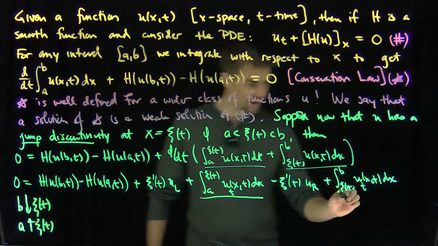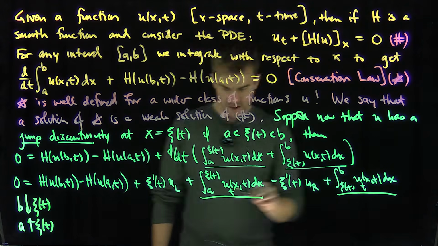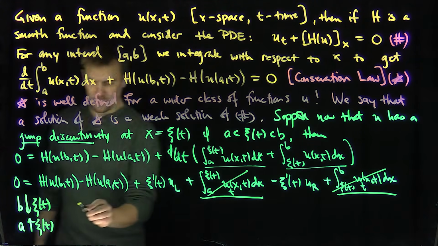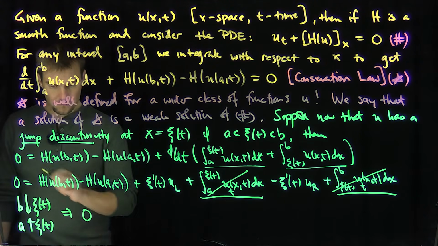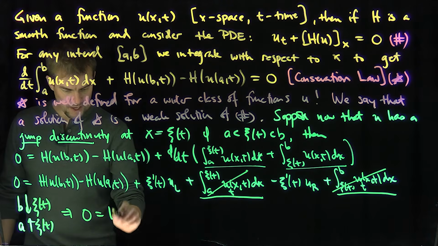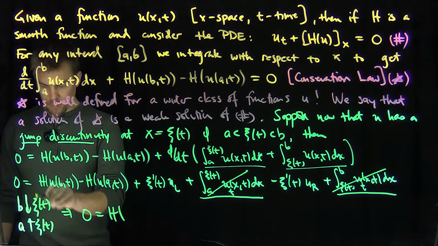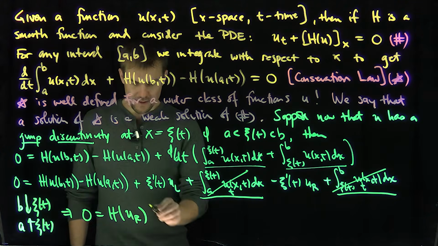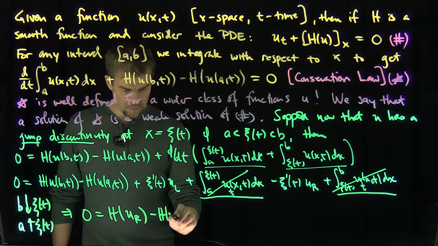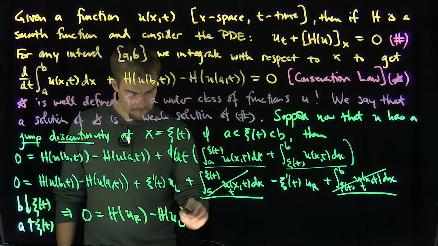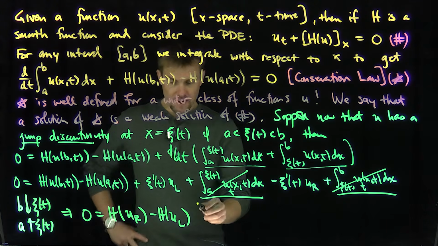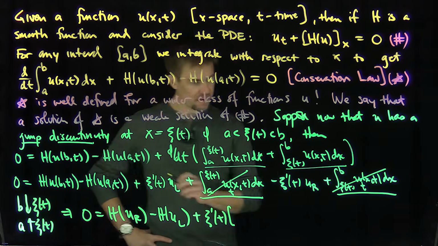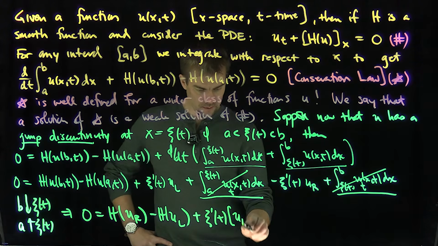What's going to happen to these integrals? If b decreases to x_c(t) and a increases to x_c(t), those integrals are going to vanish, and you're going to have the following limit. You're going to have 0 is equal to h of the right limit of u, as b decreases to x_c, minus h of the left limit of u, and then plus x_c'(t) times the quantity u_l minus u_r.